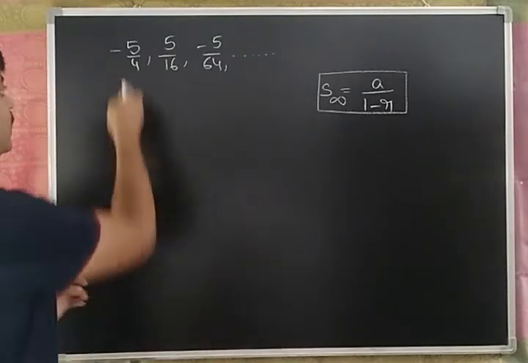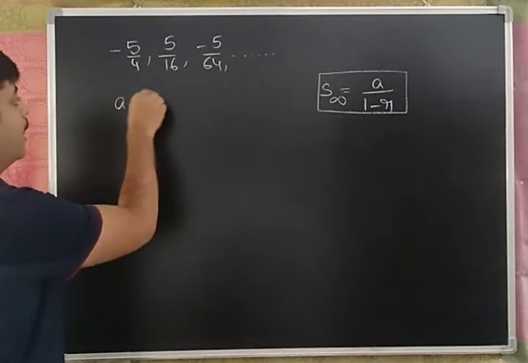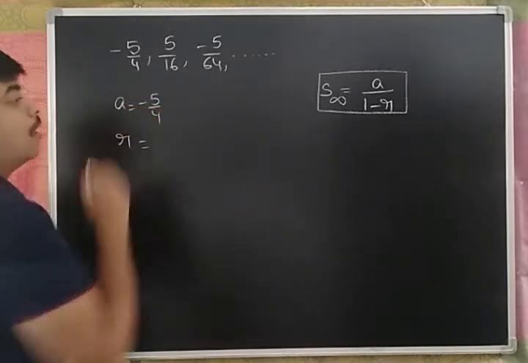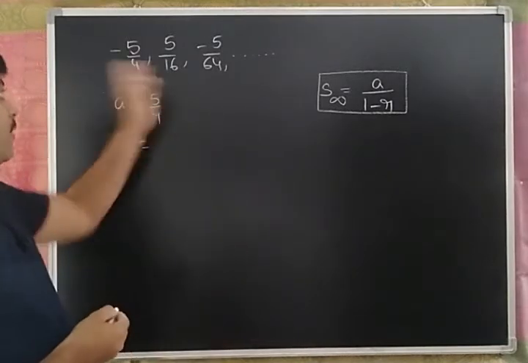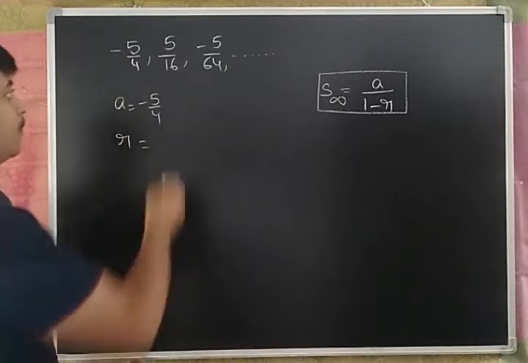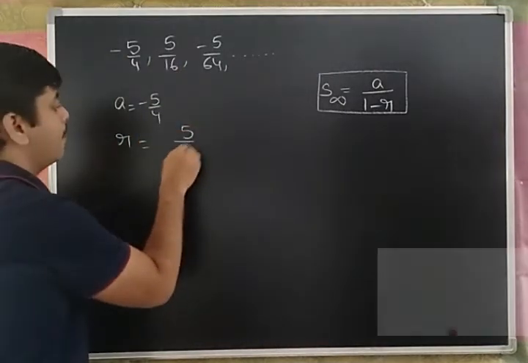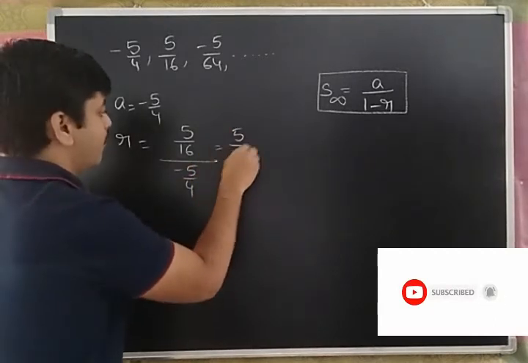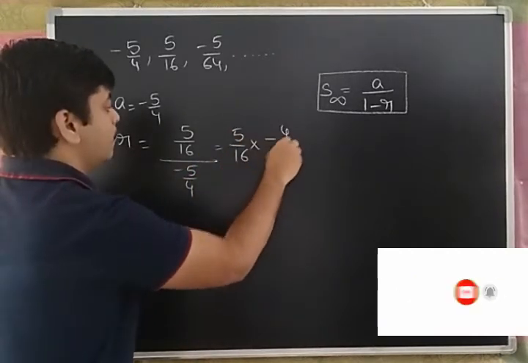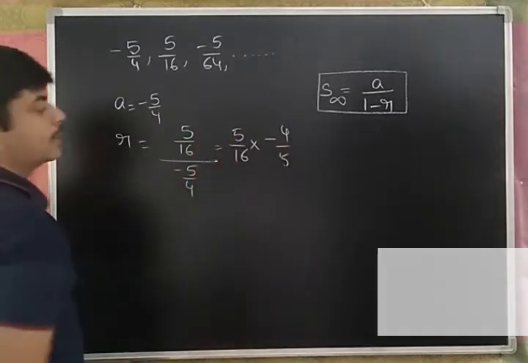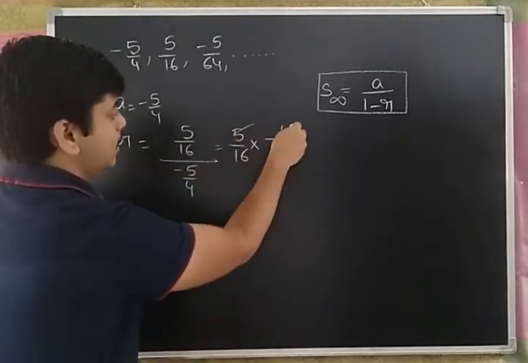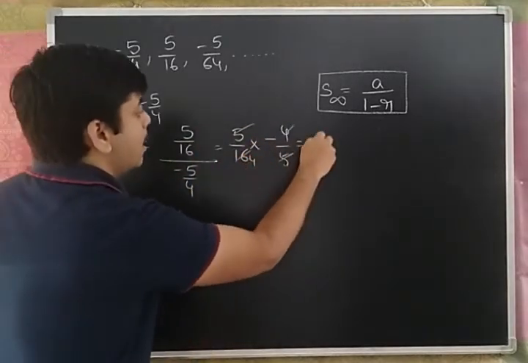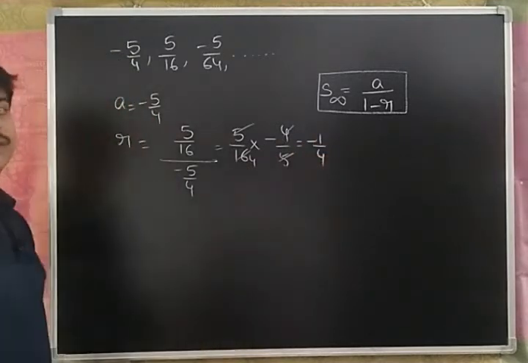Carefully observe: if you take this as the first term, a is equal to minus 5 by 4, what is the common ratio? How do we get the common ratio? Divide consecutive terms, and you will get the common ratio. So 5 by 16 divided by minus 5 by 4, which is 5 by 16 into minus 4 by 5. This gets reciprocated, the 5s cancel, and 4 goes into 16 four times. So the common ratio is minus 1 by 4.